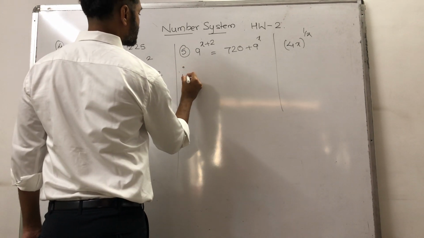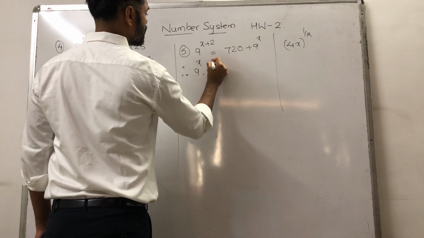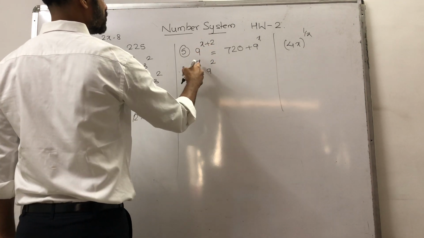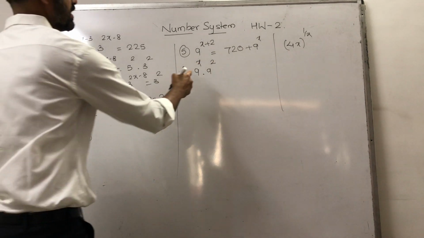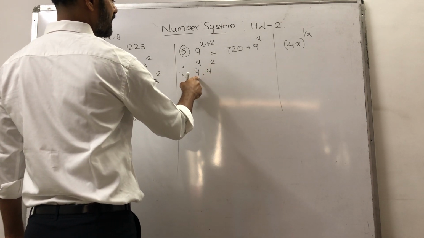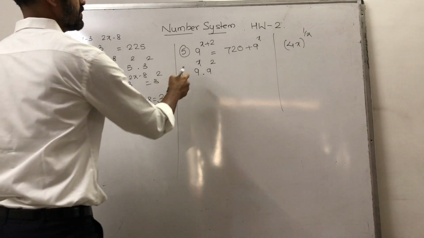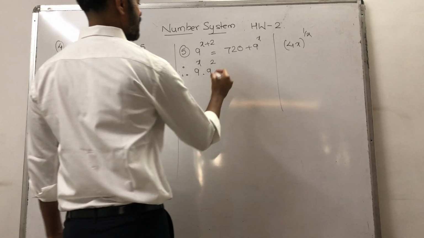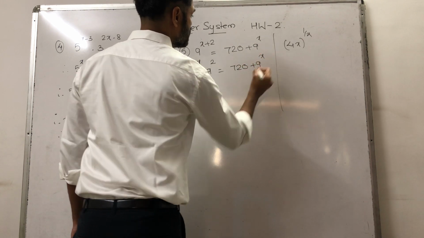So 9 raised to x plus 2 can be broken down into 9 raised to x into 9 square. Yes, x plus 2 can be written as to the power x and to the power 2, because if they are in multiplication relation, you add the power. So this into this is nothing but 9 raised to x plus 2. So I wrote 9 raised to x plus 2 as 9 raised to x into 9 square. This is 720 and this is 9 raised to x.